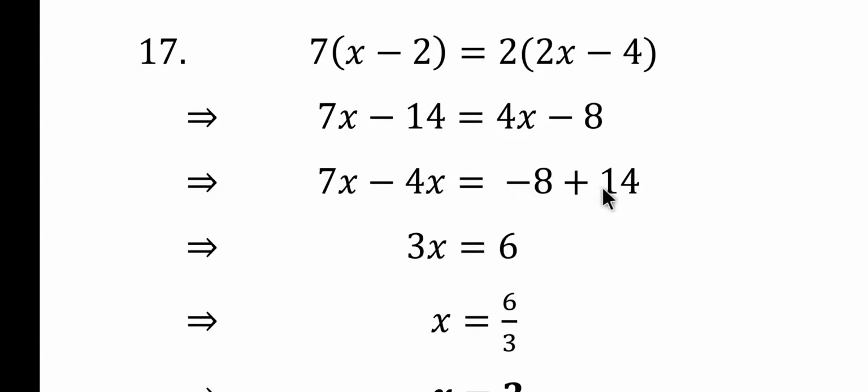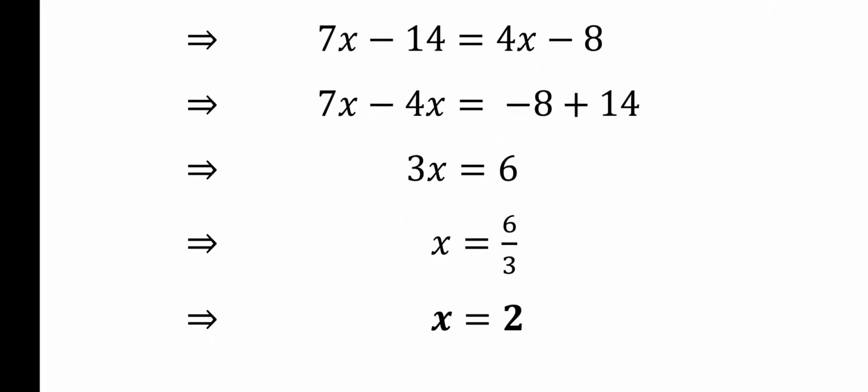Different signs we subtract. So 14 and minus 8, when you subtract 14 and 8, we will get 6. And we always write the sign of the greater value. So plus, okay, or we don't write plus sign over here. So 3x is equal to 6, and this 3 goes as a denominator. So x is equal to 6 by 3. When you divide 6 by 3, you will get x is equal to 2. So x is equal to 2 is the required answer.